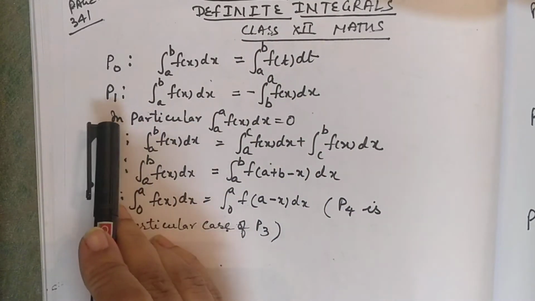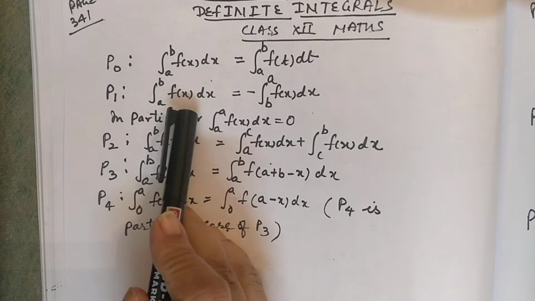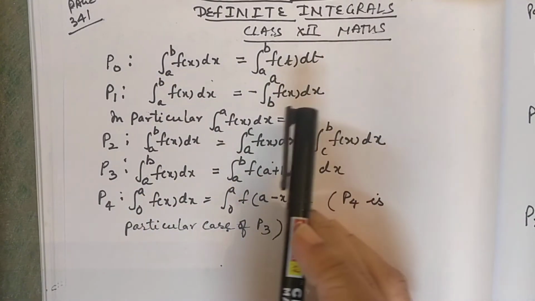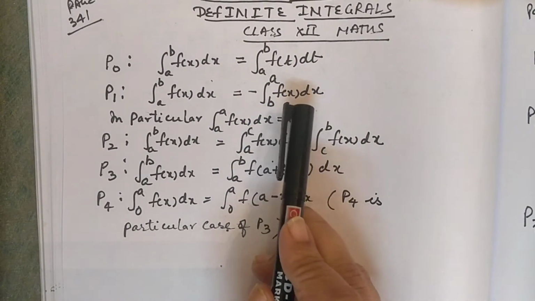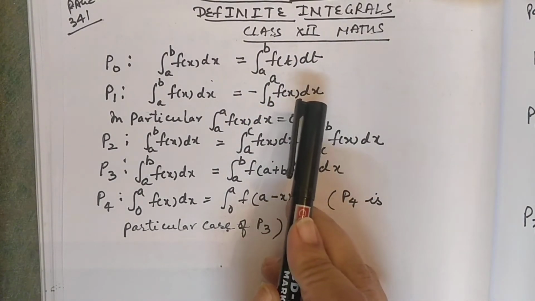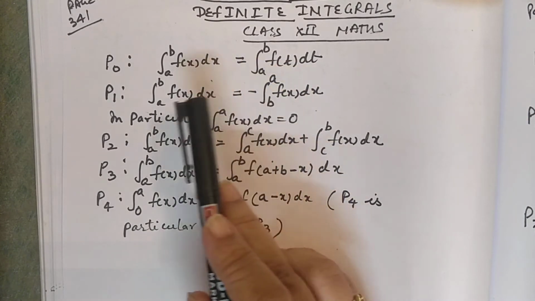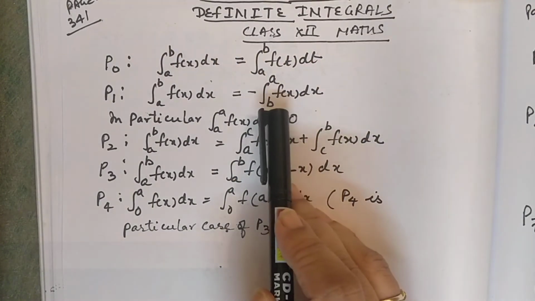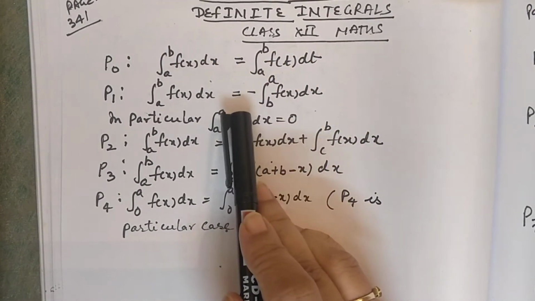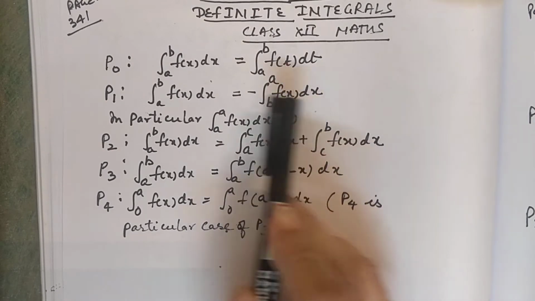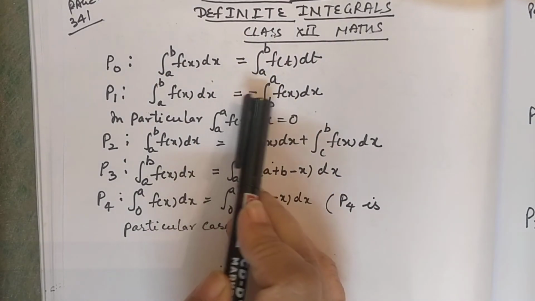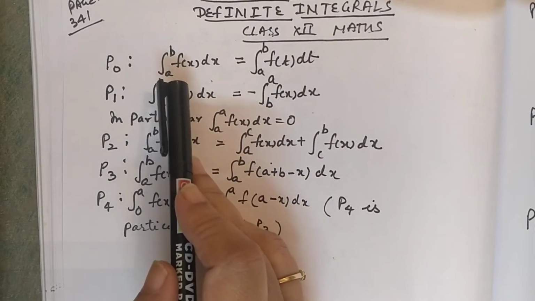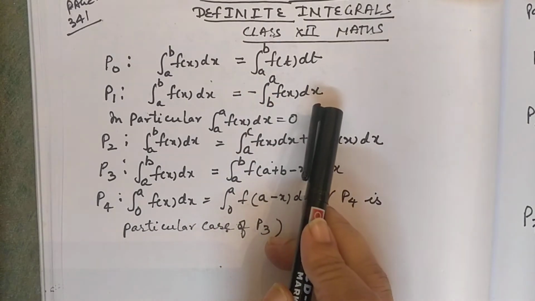P1, it states that integral of any function f(x) dx from a to b can be written as integral of function f(x) dx by reversing the order of their limits. Means from here it was from a to b, here it can be written as b to a by changing the sign of the integrand. Here it was plus, here I have changed the sign to minus. Means if you change upper limit to lower and lower limit to upper, sign of the integrand will be changed.